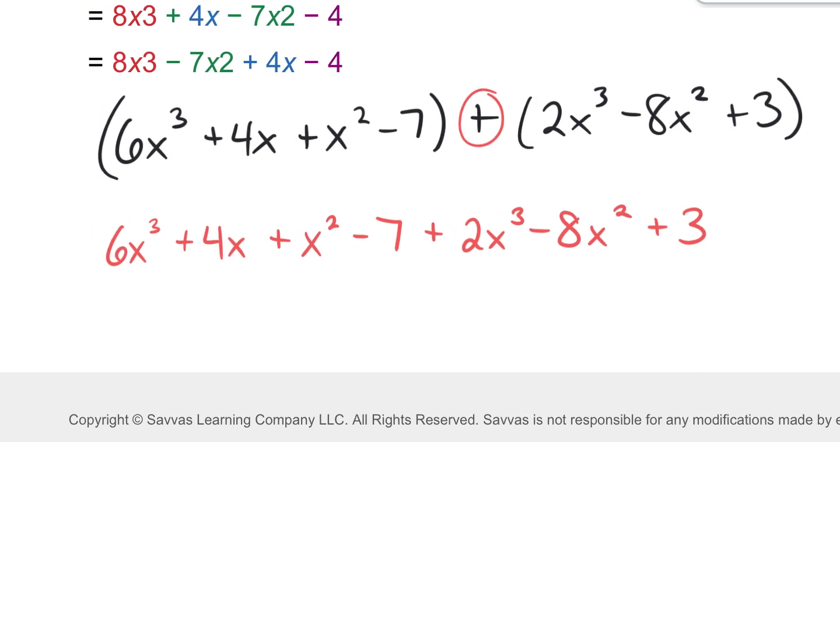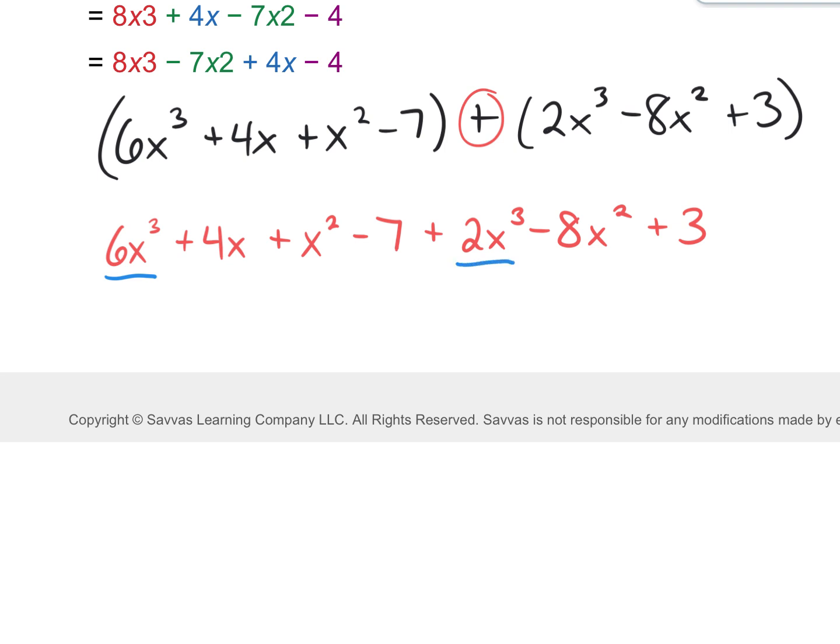Combine like terms. My answer, I want it to be in standard form. So what should we combine first? The x cubed. The highest exponent, right? So my highest exponent is x to the third. So what like term is common with 6x to the third?